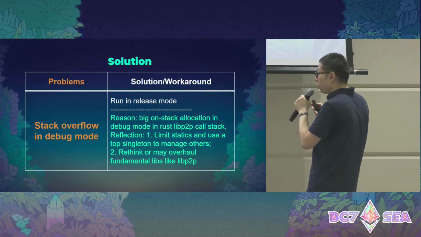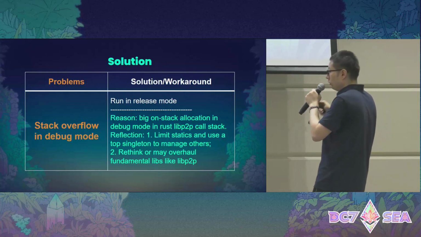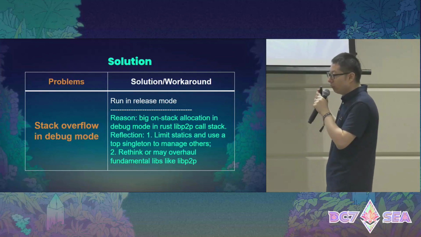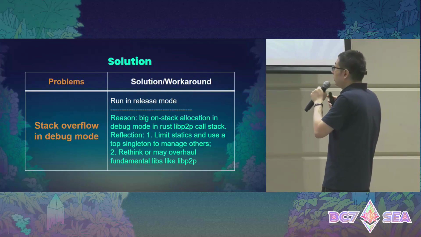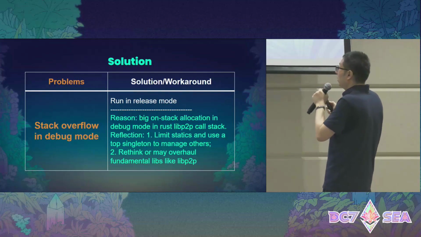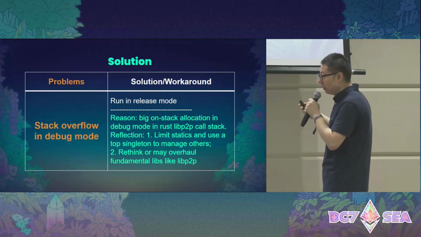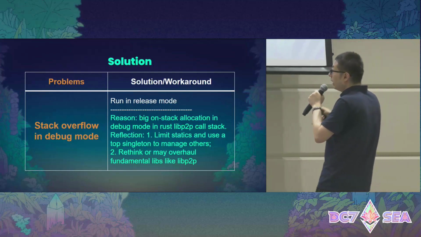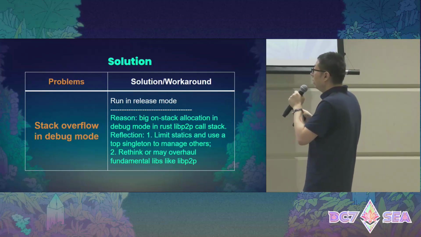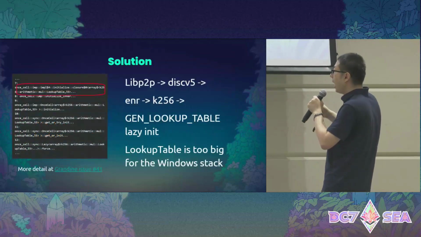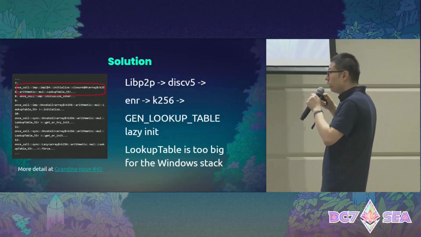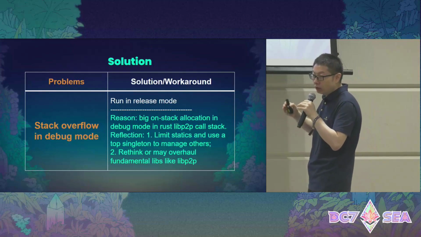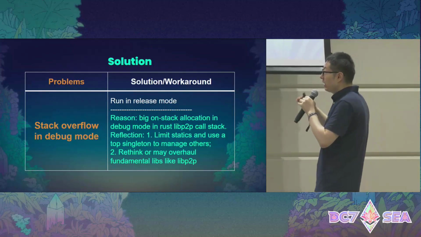So for this challenge, I have two reflections. One is we should limit global state, and I recommend using a top singleton to manage other singletons. This is a common pattern in Rust projects. Secondly, in fact, the true problem lives in the deep library, so you cannot easily fix it. So we just use a workaround.